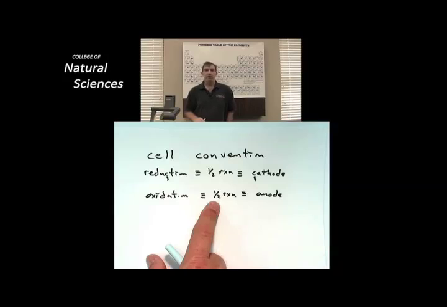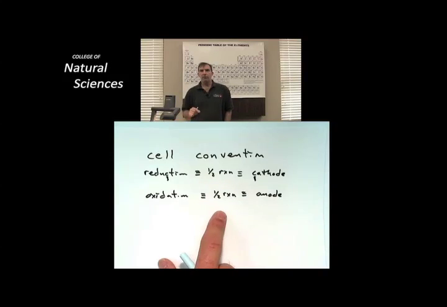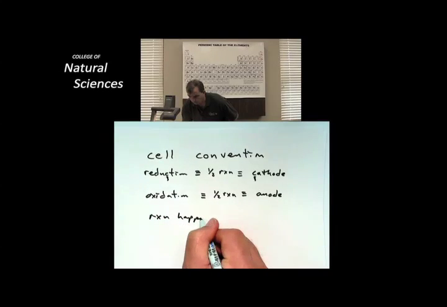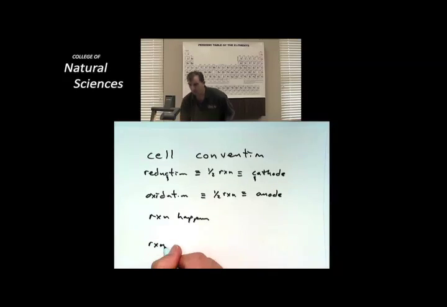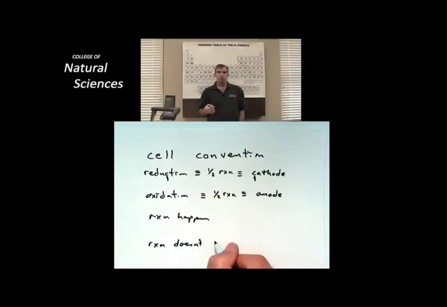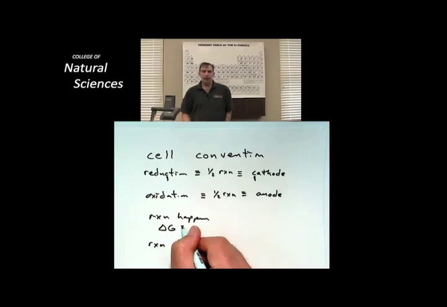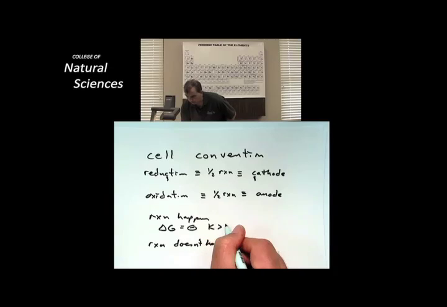Now, having shown you this piece of cell convention, we also need to appreciate the following about electrochemical cells. They can be cells in which the reaction happens, or cells in which the reaction doesn't happen. And suddenly, as I say this to you, you're having a flashback to thermodynamics. Because remember, when reactions happen, delta G is negative and K is greater than 1. When reactions don't happen, delta G is positive and K is less than 1.